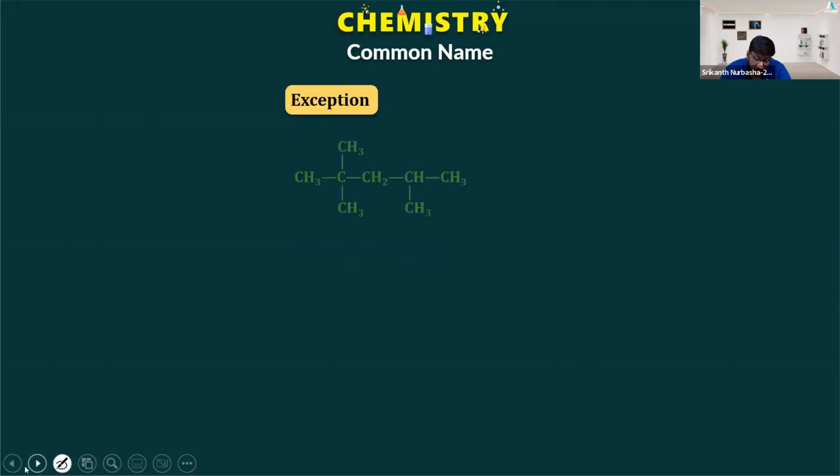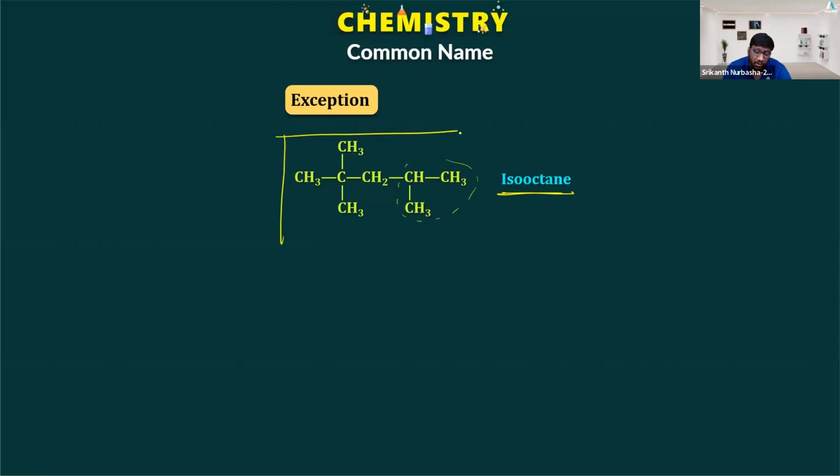The exception is this case: CH3, C, CH3, CH3, CH2, CH, CH3, CH3. It is said to be isooctane, even though we have a neo group. When you are saying iso, only this particular substitution is there and no other branching. But this was the exception. It is still called isooctane, even though we have neo type of substitution. That is the exception which you have to understand carefully.